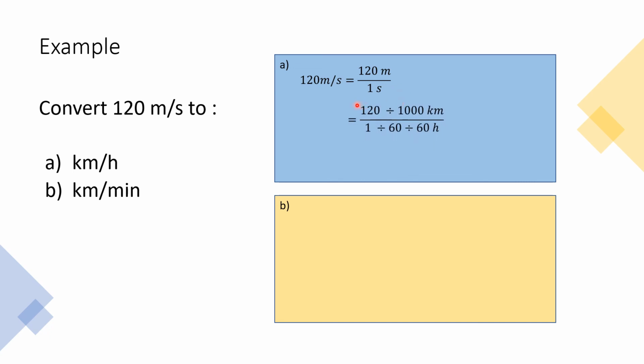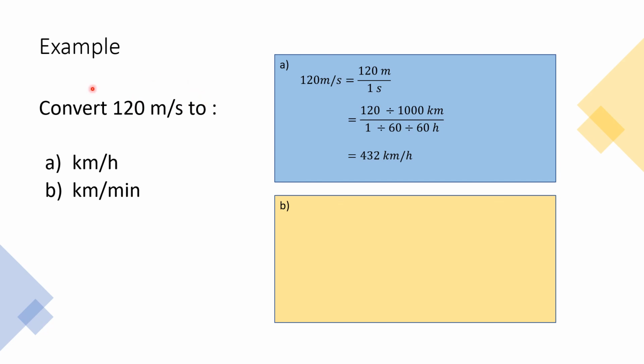So you convert one by one, 120 divided by 1000, and 1 divided by 60 divided by 60 hour. If you calculate, you will get the answer is 432 kilometer per hour.